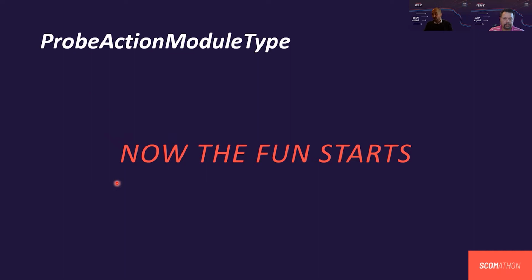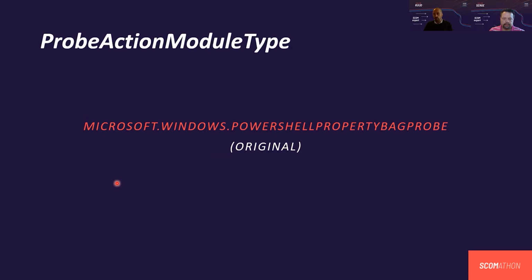And now the fun starts. We are going to do certain things in SCOM. And we're going to start with the probe action module type. Usually what you will do is use the Microsoft Windows PowerShell property bag probe. This is the original, but there is one thing here, and we have one requirement. That requirement is that we need to make sure that we can set a specific override on the domain parameter.